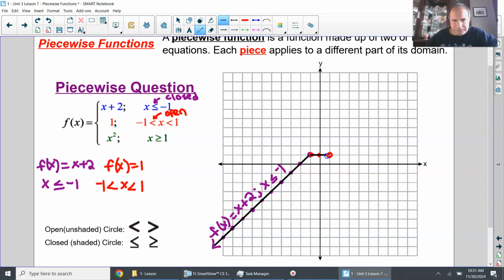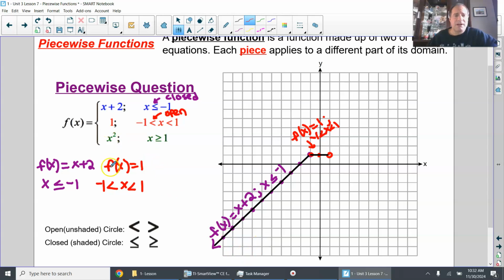So that section right there is f of x. I'm going to put an arrow to it. This is f of x equals 1, and then semicolon, and then x is greater than -1, and x is less than 1.